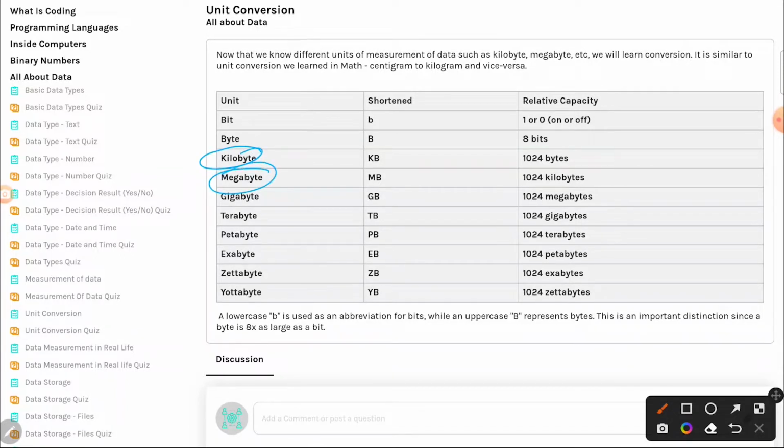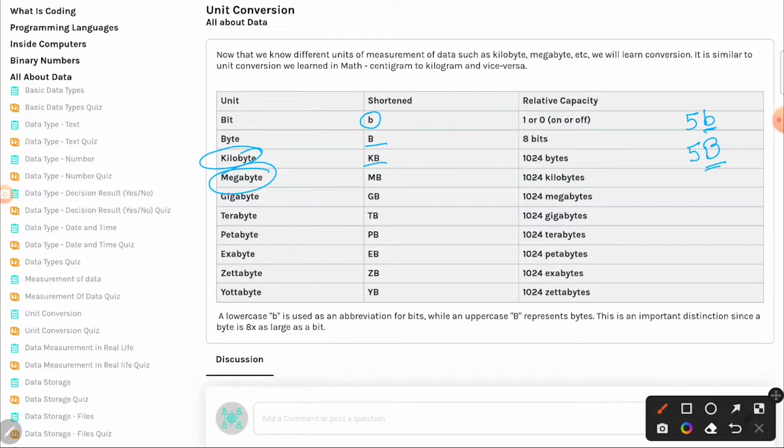Usually if you are measuring in bits, you want to use a small b. So suppose I want to say 5 bits, I will say 5b. But if I say 5 bytes, I will say 5 capital B. From here onwards, everything is in uppercase, as you notice. The bit is always in lowercase. The uppercase is for byte.